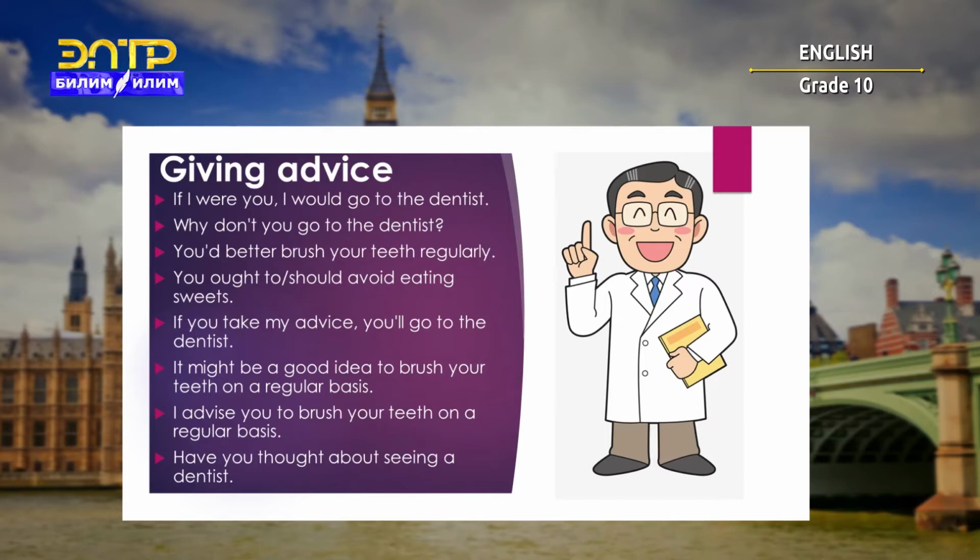To make advice less direct, we can use a question to make the person we are advising consider the advice we are giving them. Why don't you go to the dentist? With the question why don't you, we use an infinitive without to. When we use how about to make a question, we use a gerund after it.